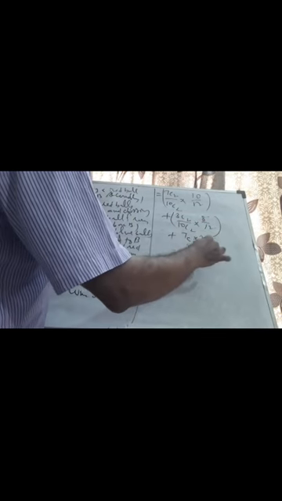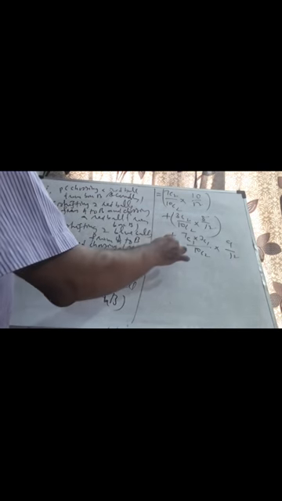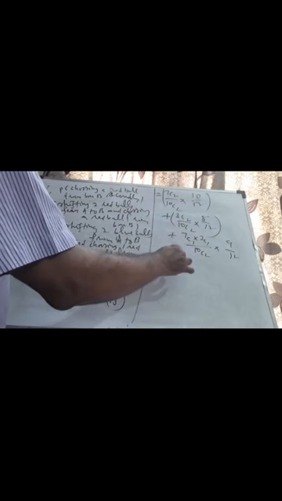Then plus shifting one red, one blue. 7C1 into 3C1 divided by 10C2 into number of red balls increased by 1. This is 9 by 12. The reduction part I think you can do on your own. It gets reduced to 141 by 180. You can check the answer if you want.